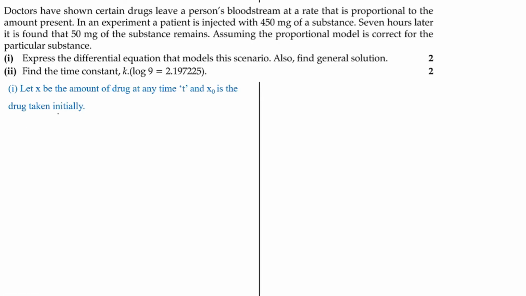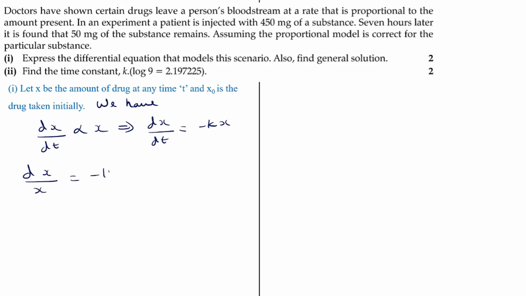So we have dx by dt is proportional to x. That is what is given here. It is proportional to the amount present. Or we have dx by dt is equal to minus kx. We have a negative k because here k is positive, and over a period of time the amount of drug reduces in the body. So now we can use variable separable. We have dx by x is equal to minus k dt.